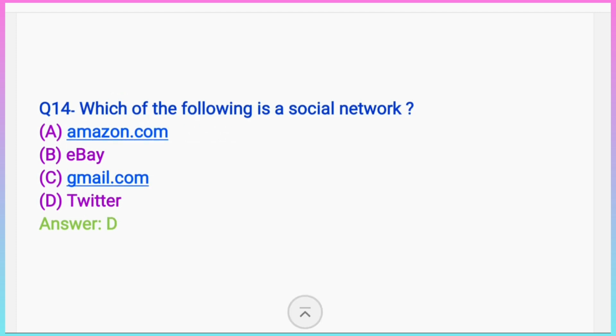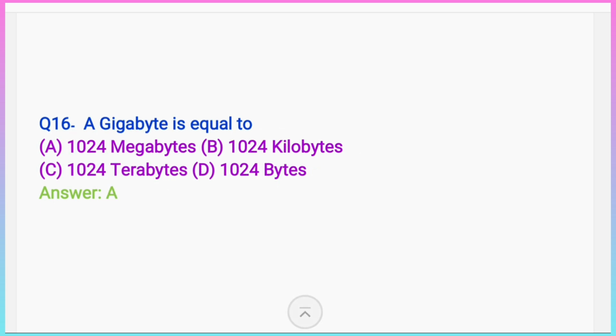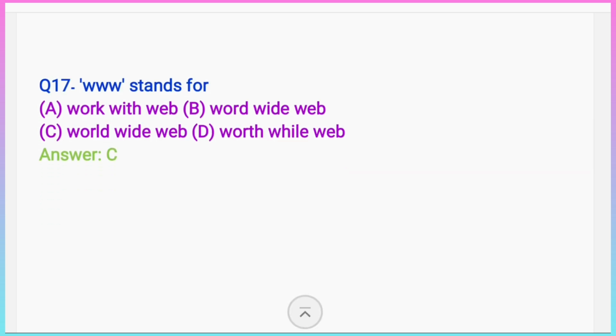Question number 14, which of the following is a social network? D. Twitter. Kyoto Protocol is related to climate change. Question number 16, a gigabyte is equal to 1024 megabytes. That means 1 GB is equal to 1024 MBs. Question number 17, www stands for World Wide Web.